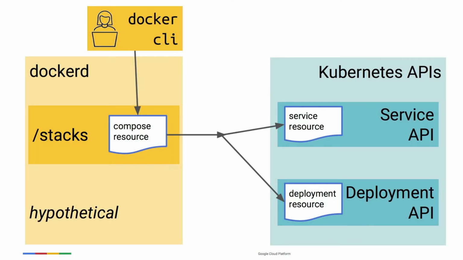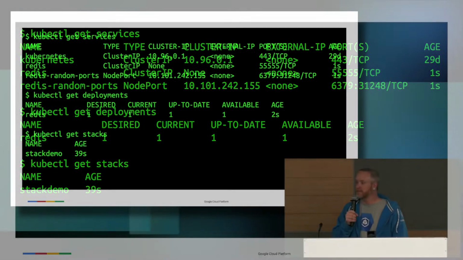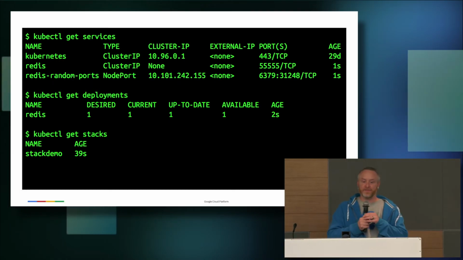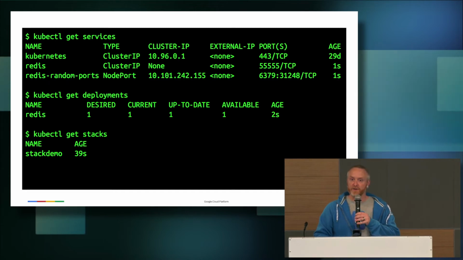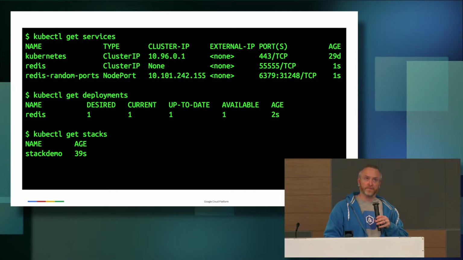I've got my Docker Compose, I send it off to Docker D, which converts my Docker Compose file into a Kubernetes service and a Kubernetes deployment. That's cool, but it's not exciting. That's not actually how it happens at all. If you say kubectl get stacks, you can now see my stack demo. What the heck is a stack? A stack is not a Kubernetes resource. It is in fact a Docker extension API server that they are running, which is registering the type stacks.